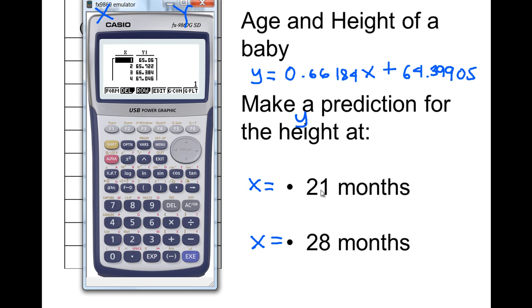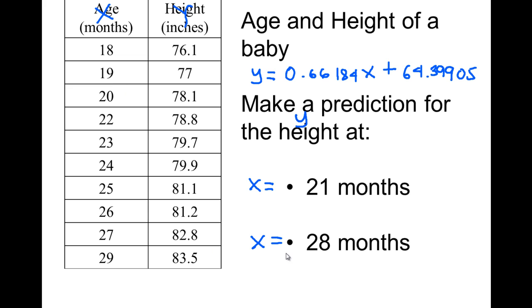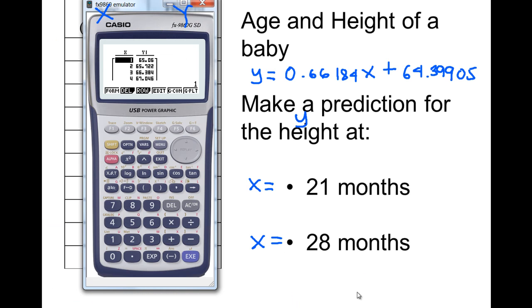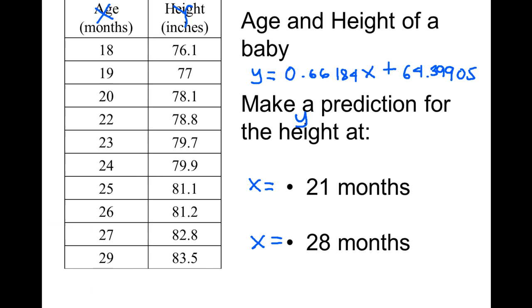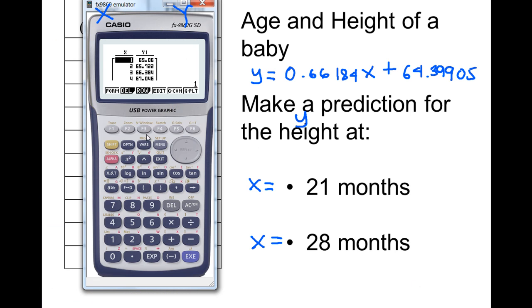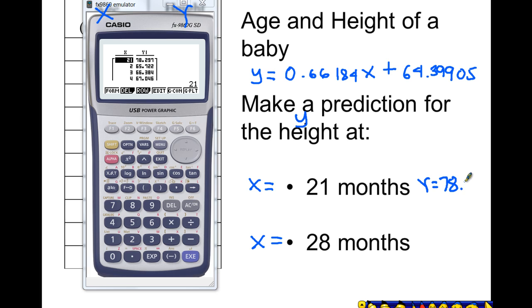So we want our x to be equal to 21. So if x is 21, to replace x by 21, the answer is 78.297. So we have at x equals 21, the y value is equal to 78.297, or when we round this one off, we will have 78.3.